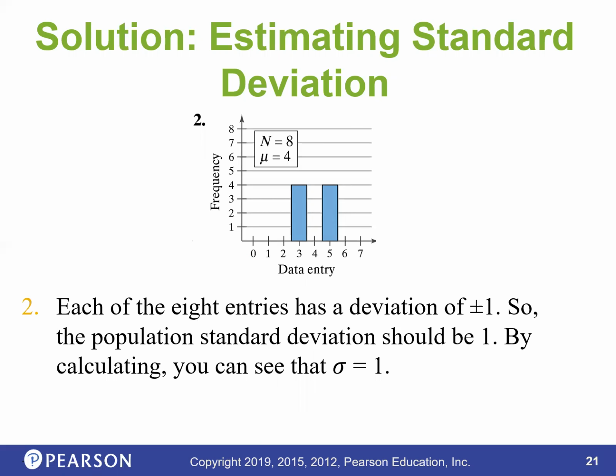So hold on, 4 is the middle, right? But to get to the data itself, we need to go 1 to the right and 1 to the left. So in this case, to grab the data, we're good? To grab the data, we need to spread out 1 to the right, 1 to the left. So the standard deviation is 1.